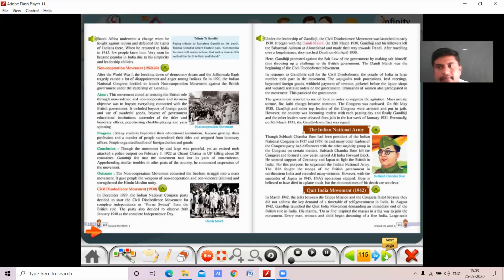This is the first one, dear students. Through non-violence, the Indian freedom fighters wanted to resist the rule of the British, and they wanted non-cooperation with the British. Its main objective was to boycott everything. All the goods of England were boycotted. It included boycott of foreign goods and use of Swadeshi goods.